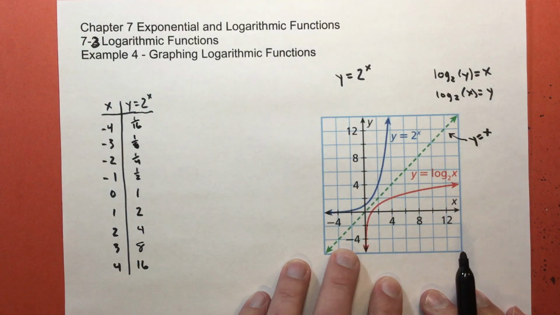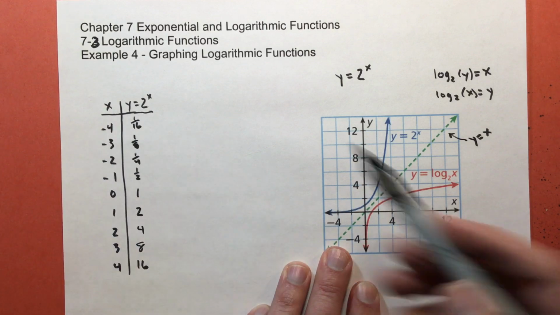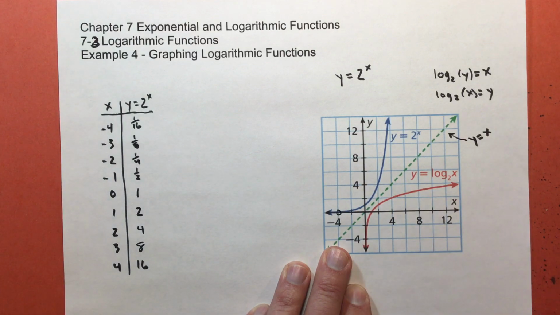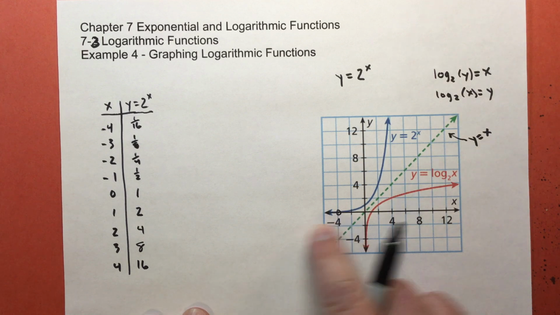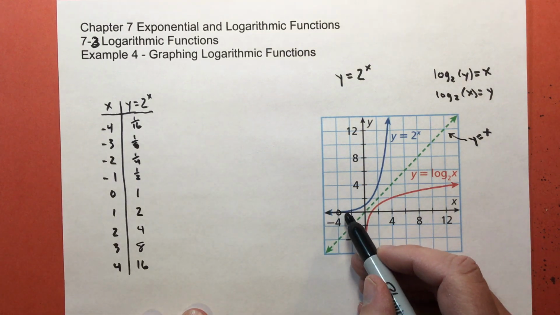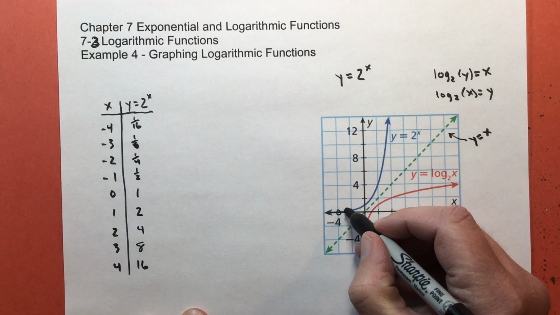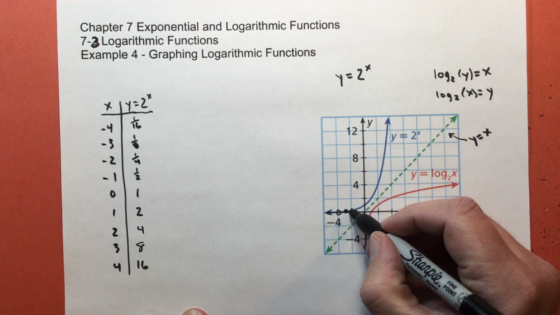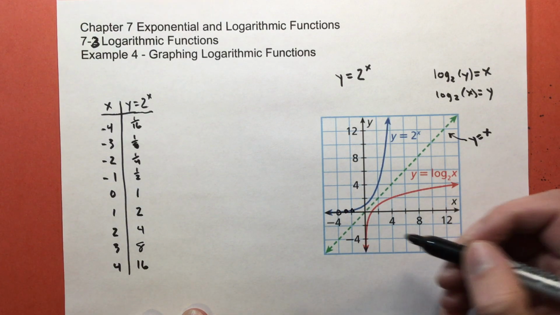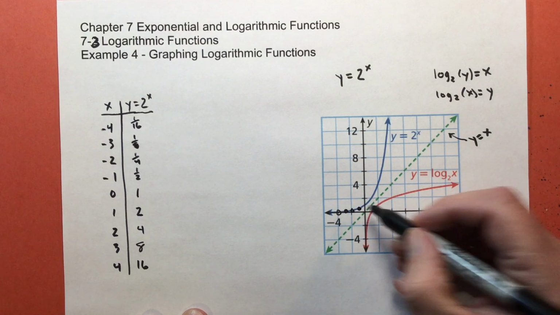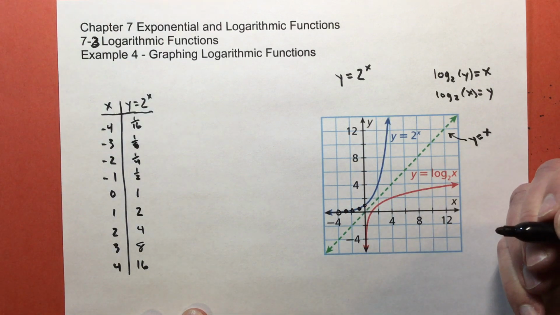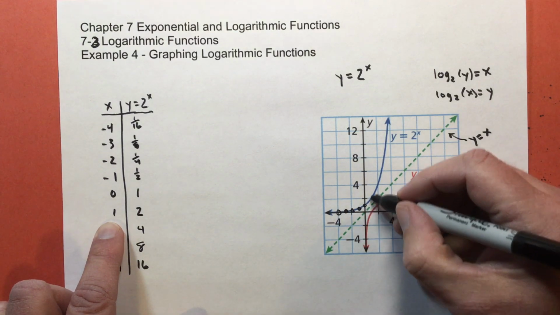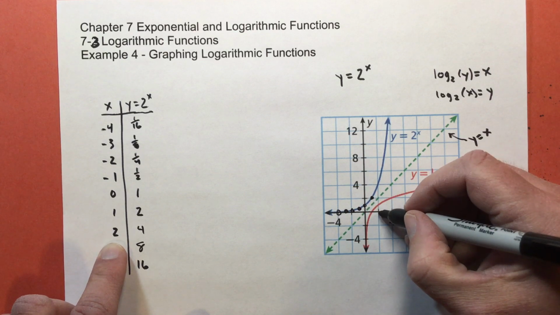So let's look on the graph and see what I got here. -4 gives 1/16. That's right here. You can't really tell, but it's actually just a little bit above the x-axis. -3, which is right here, is 1/8. And then -2 is 1/4. -1 is 1/2, which is right here, and then at 0, I got 1. So that one's right there. That one's a little bit easier to see. 1 gives 2. 2 gives 4.